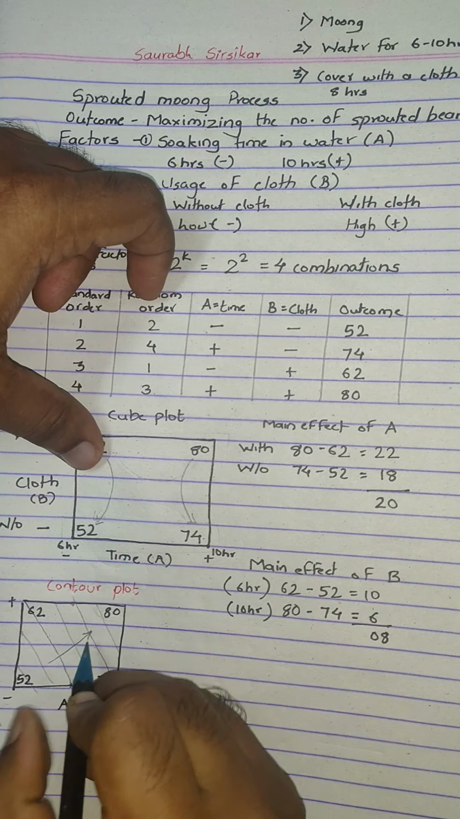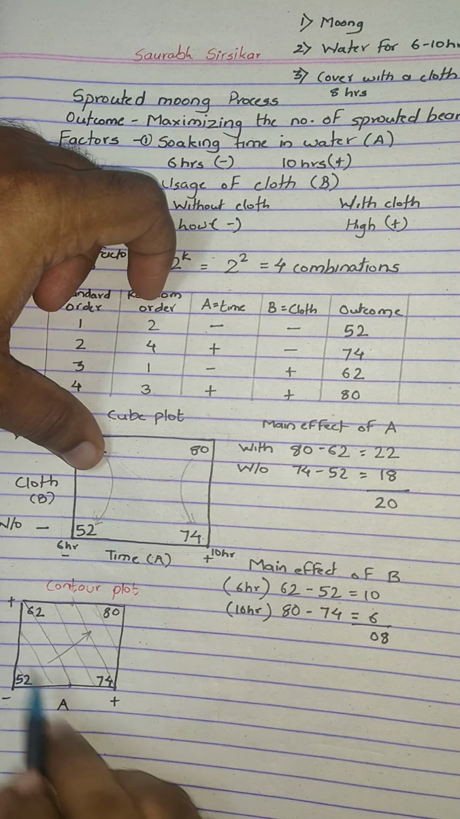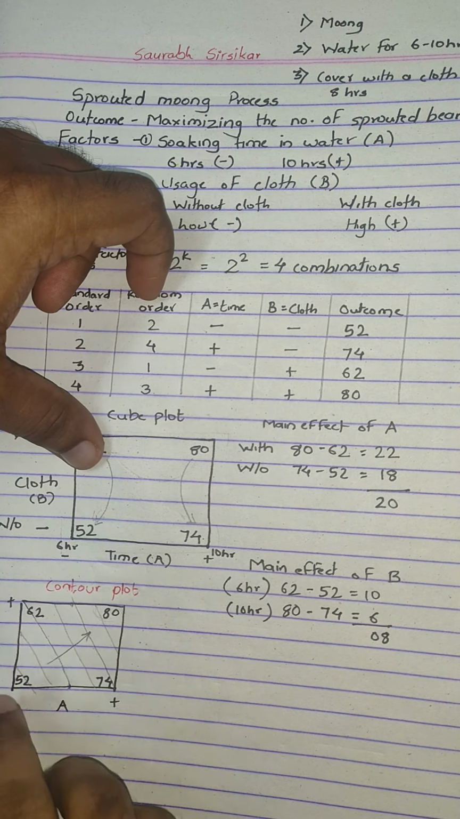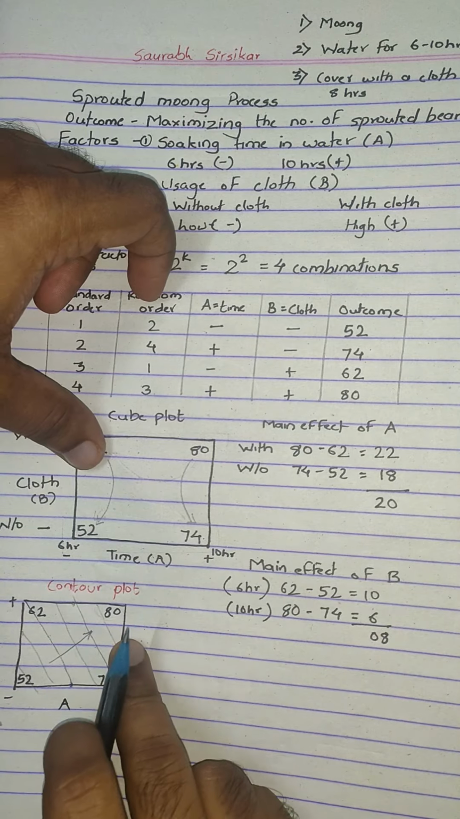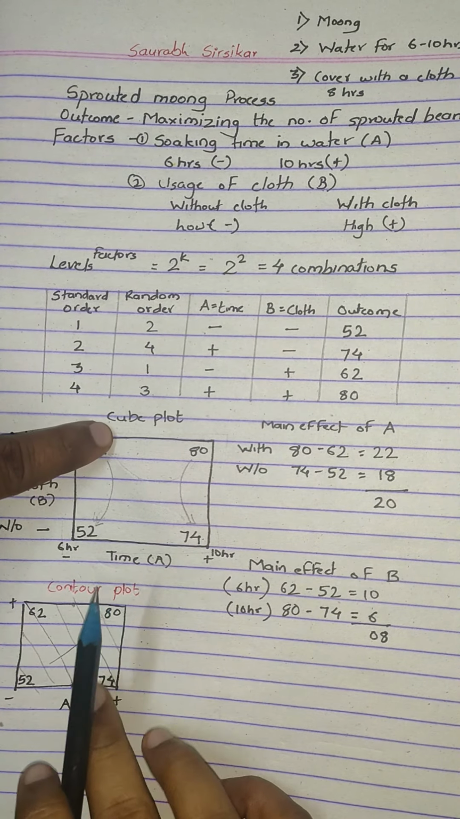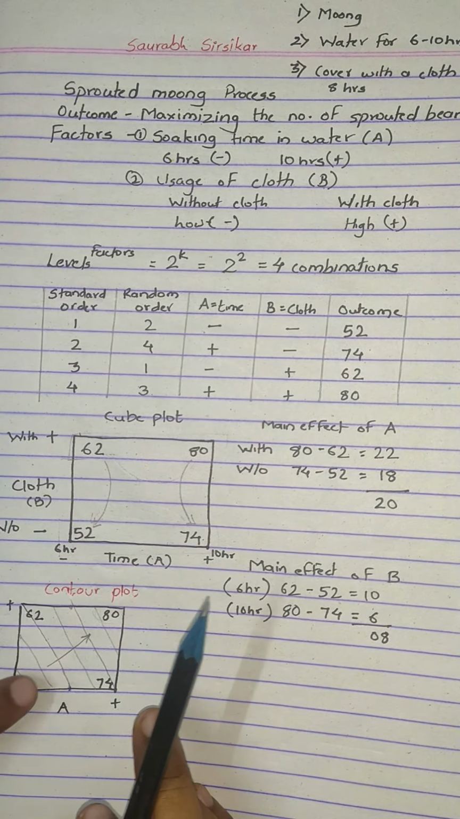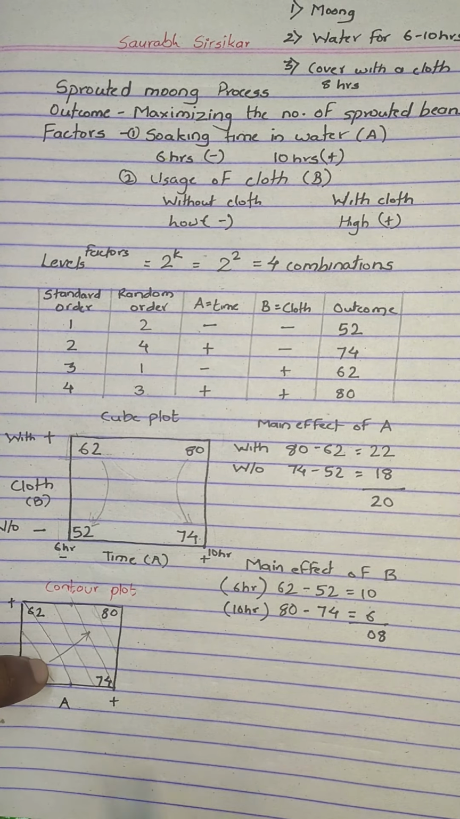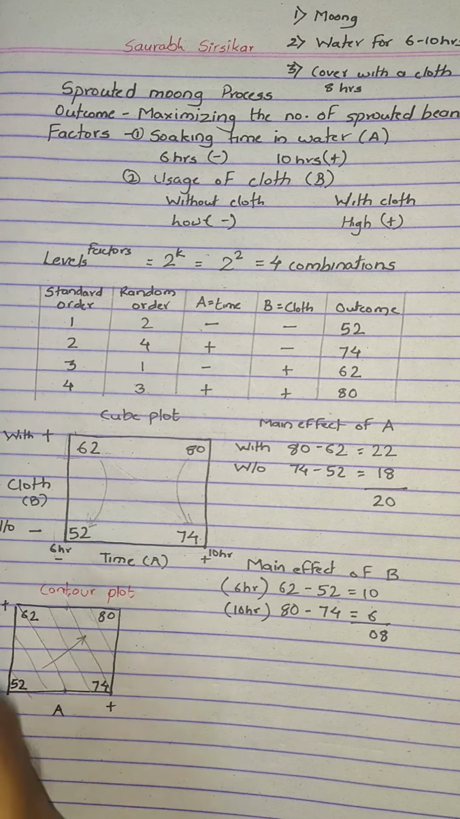That is, we want to go to higher levels of both the factors. So this is another way which you must remember. It is a new concept of contour plot. So previously you had studied cube plot, then you have studied contour plot. There is one more thing which is known as interaction plot.